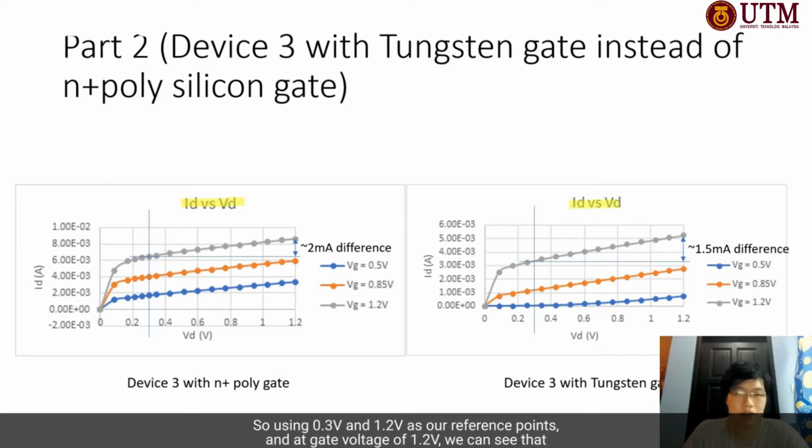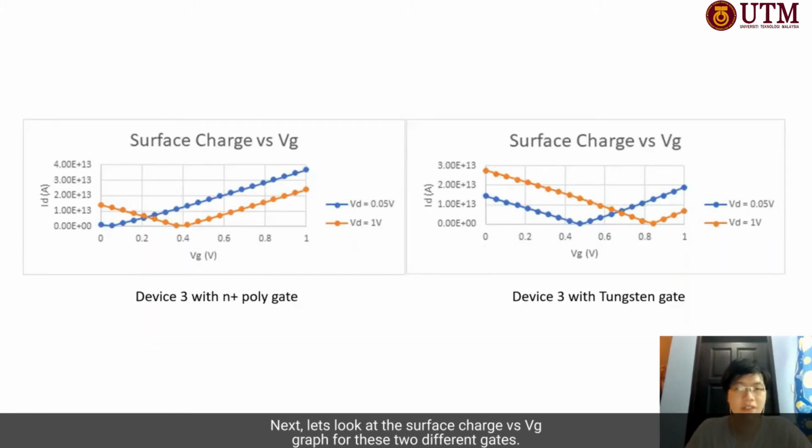So using 0.3 volts and 1.2 volts as our reference points, at a gate voltage of 1.2 volts, we can see that there's a difference of approximately 2 milliamps for the N+ polysilicon gate, while for the tungsten gate we can see a difference of approximately 1.5 milliamps. Next, let's look at the surface charge versus VG graph for these two different gates. So we can make a smart guess that device 3 with N+ polysilicon gate will have a lower threshold voltage than device 3 with a tungsten gate.